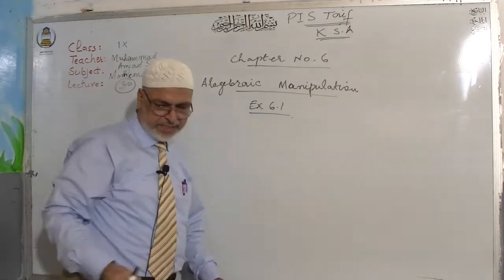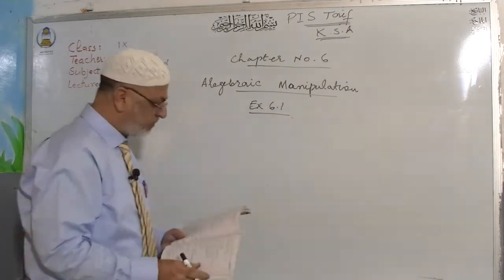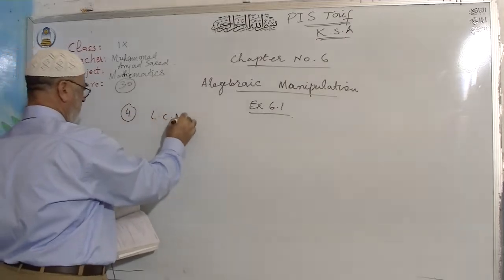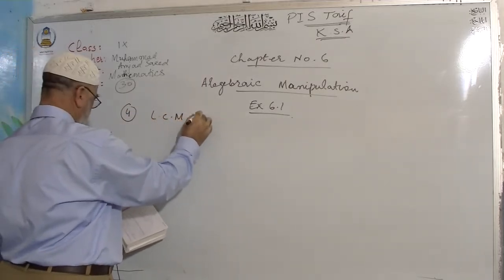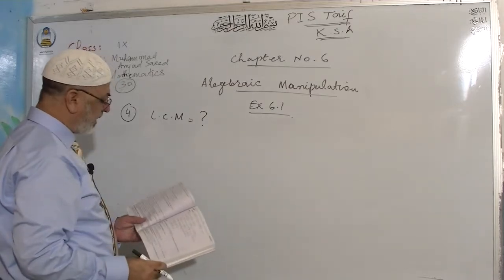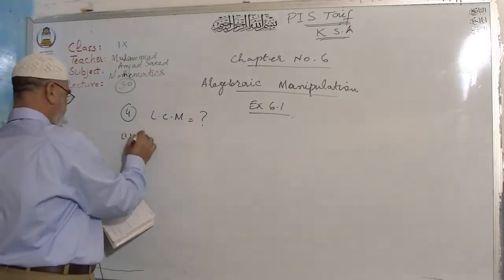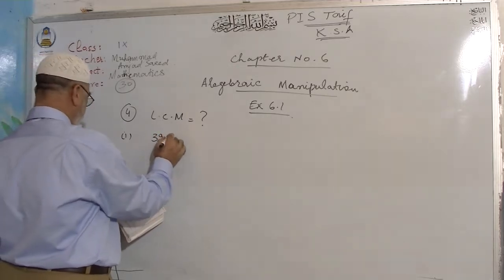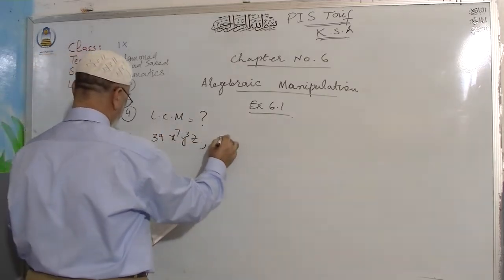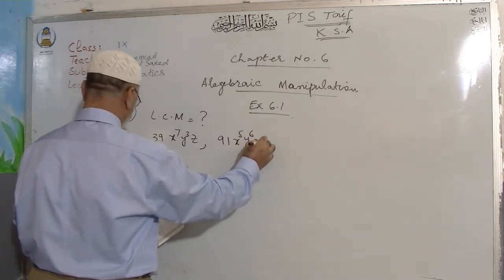Dear students, we have question number 4. Find LCM of this expression. We have to find the LCM of the expression. Number 1, 39 x7 y cube z, 91 x5 y6 and z7.